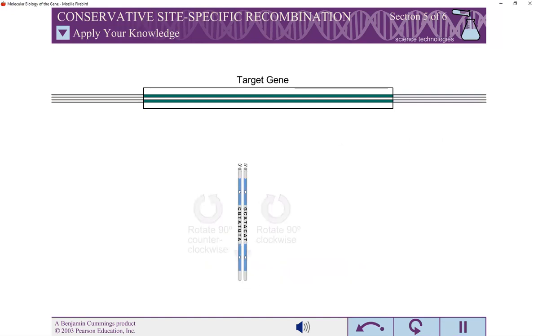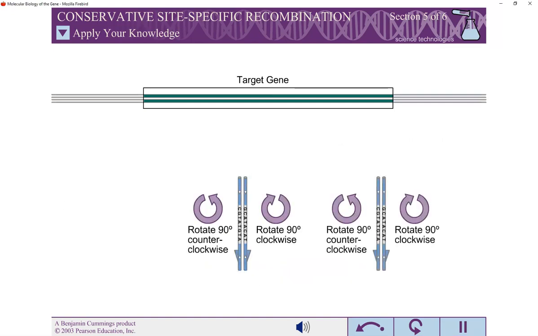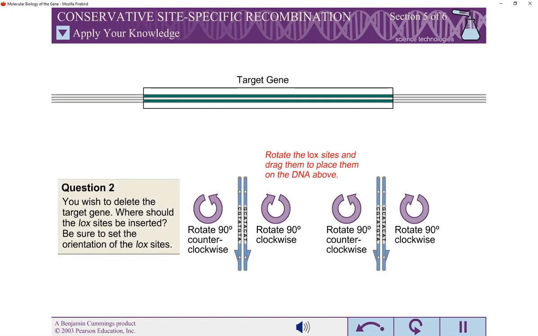You wish to delete the target gene. Where should the lox sites be inserted? Be sure to set the orientation of the lox sites. Now, we just have to delete a particular target gene from the chromosomal DNA. Now, if you have to delete a particular target gene from the chromosomal DNA, then what has to be done? The target gene has to be deleted. Now, in which manner does the target gene have to be deleted?